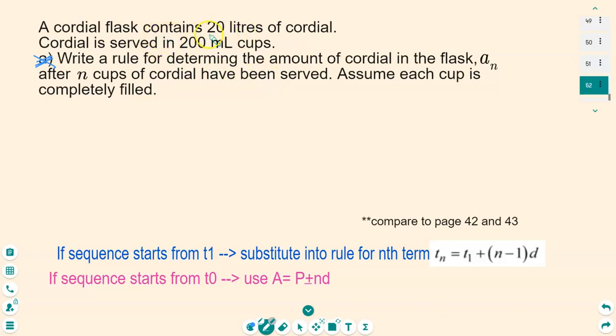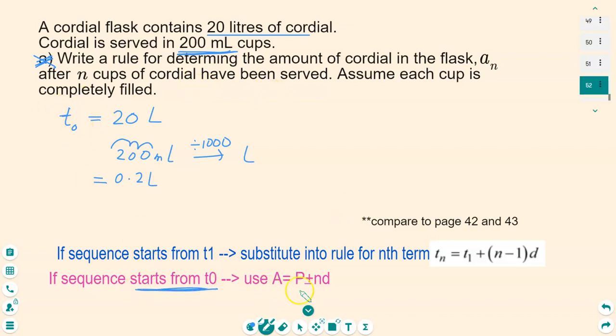So it initially contains 20 liters of cordial. T naught, before you even pour anything, is 20 liters. Now, I'm not sure what this bit means yet, but I know that we need to have consistent units. So 200 milliliters to get to liters, milli, divide by 1,000. So 0.2 liters. Write a rule for determining the amount of cordial in the flask after n cups of cordial have been served. So we start from T0, so we're going to use this.